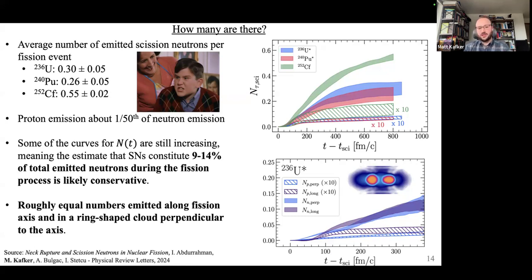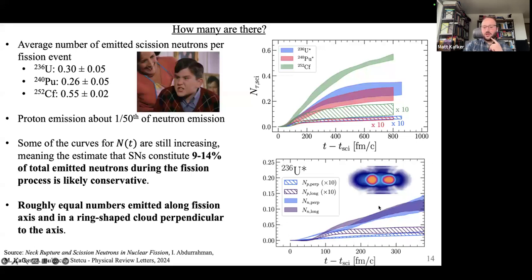I mentioned, oh yes, so then these dashed curves are the proton numbers as well. So I haven't mentioned this, but it is the case that we observe a small cloud of protons being emitted during scission as well. These curves are amplified by a factor of 10 because the signal is much smaller. It's about 1/50th, and I'll return to this point because it seems to be slightly problematic, actually.